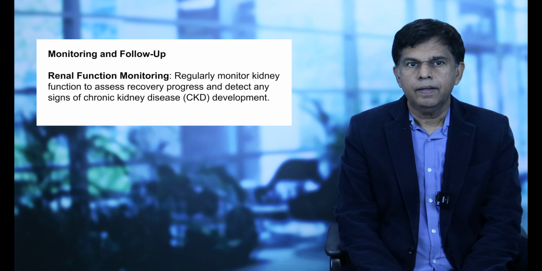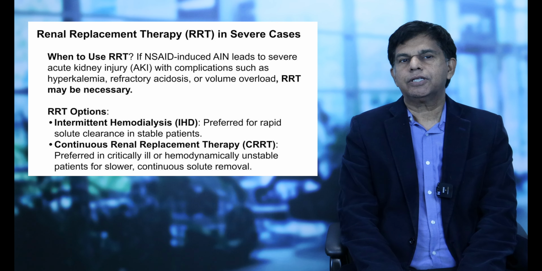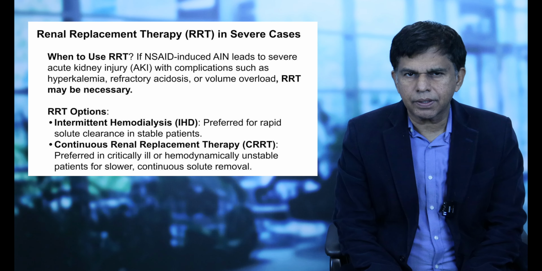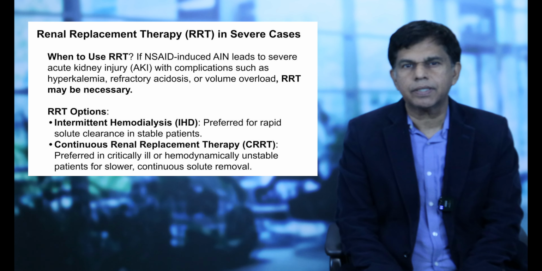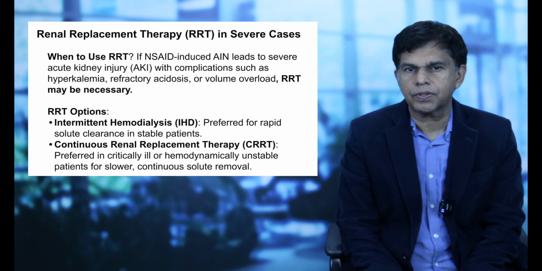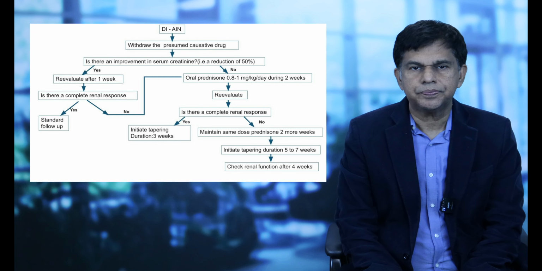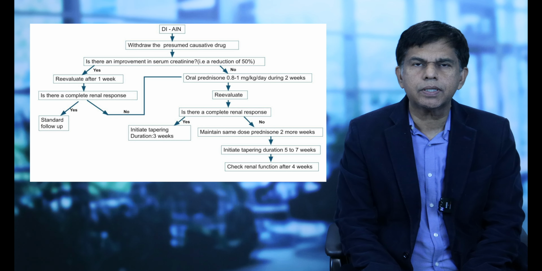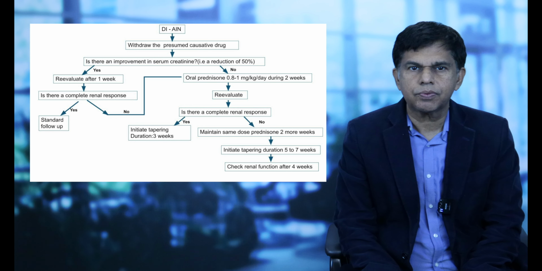Okay. Renal replacement therapy: in severe cases, if the kidney function continues to worsen, then you have to think about RRT, intermittent hemodialysis, continuous renal replacement therapy. Okay. Now, we put an algorithm here. The first thing when you have NSAID-induced acute interstitial nephritis, withdraw the drug right away, okay? And again, then supportive care, IV fluids and all that.